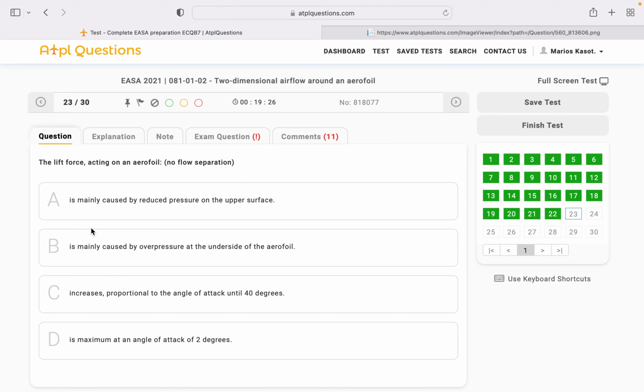The lift force acting on an airfoil is mainly caused by reduced pressure on the upper surface. That sounds perfect. Is mainly caused by overpressure on the underside of the airfoil. No. Increases proportional to the angle of attack until 4 degrees. 4 degrees is huge. Is maximum at an angle of attack of 2 degrees. Maybe if it was 4. Okay, so the most correct answer is this. We have lift. Lift is created by pressure differential.